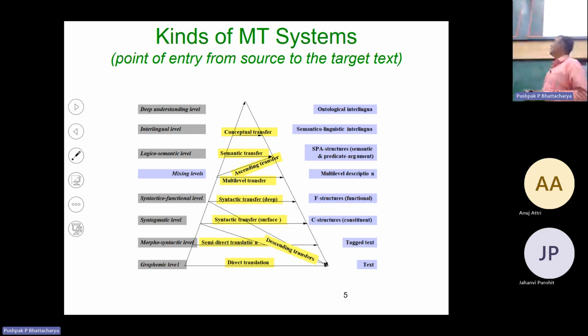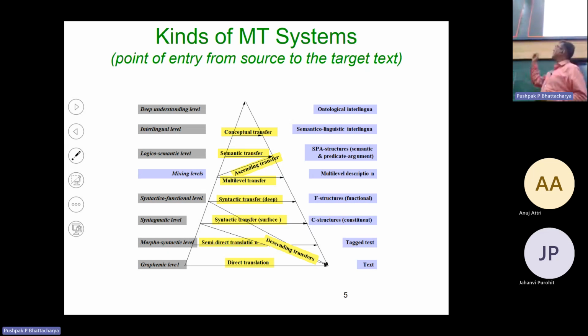Okay. So at the morphosyntactic level, you're doing morphology analysis. At the syntagmatic level, you're doing parsing, shallow parsing, POS tagging, and so on. At the syntactic or functional level, you are doing dependency parsing mainly, because subject-object, these are being identified. And then you go to the lexicosemantic level, interlingual level, deep understanding level. So at every level, disambiguation is done, and you get more and more precise information from the input sentence.